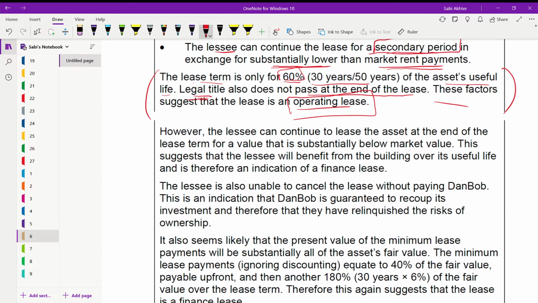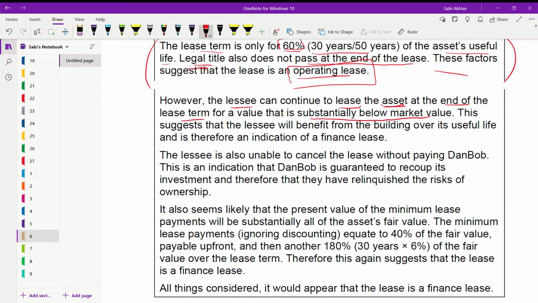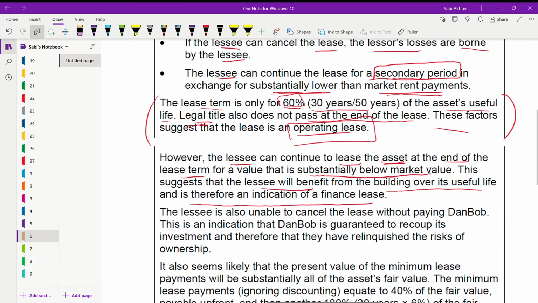However, the lessee can continue to lease the asset at the end of the lease term. But there are some factors that also suggest that it's a finance lease. He can continue to lease the asset at the end of the lease term for a value that is substantially below market value. These things are there. So some are saying it's operating, some are saying it's finance, according to some factor. This suggests that the lessee will benefit from the building over its useful life and is therefore an indication of a finance lease. So now it's a problem because some factors say it's a finance lease, some say it's an operating lease. Okay. Now how do you decide?